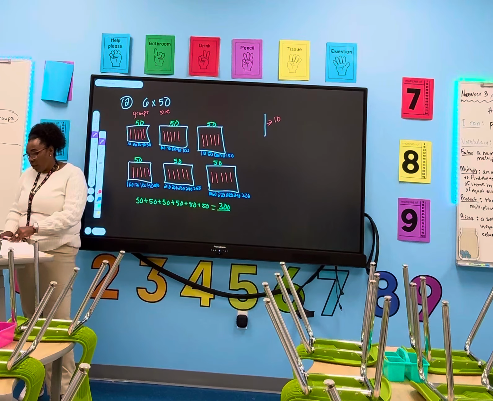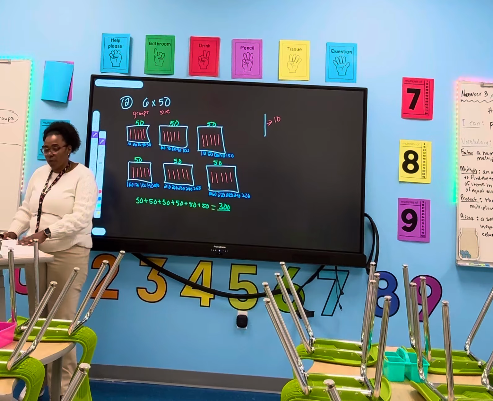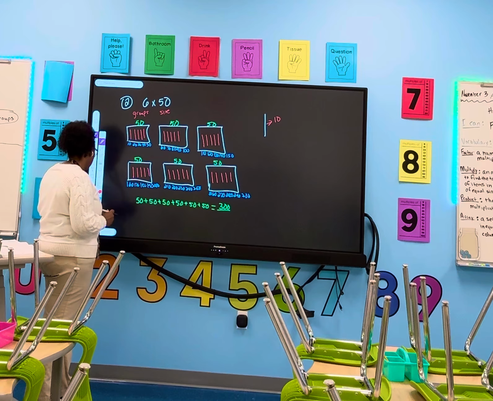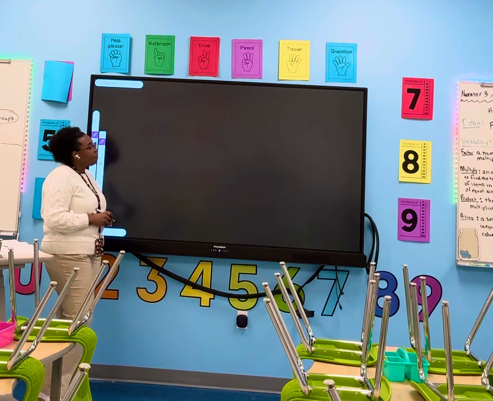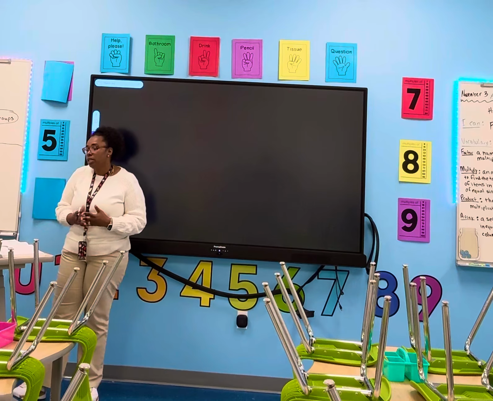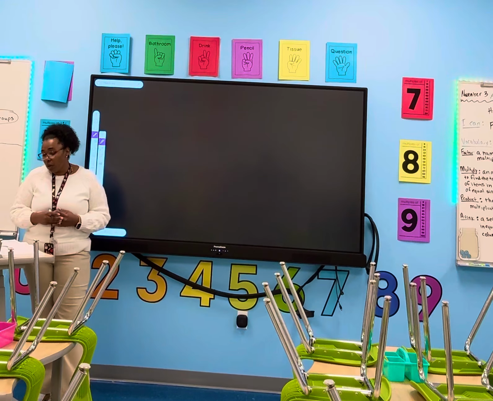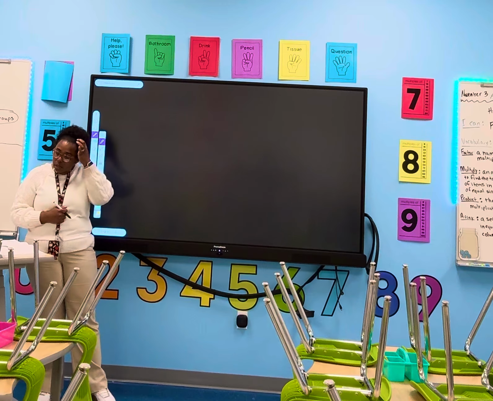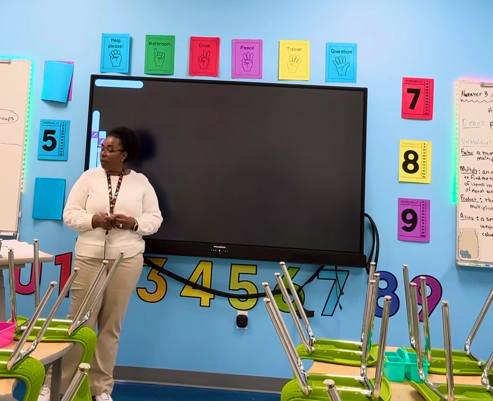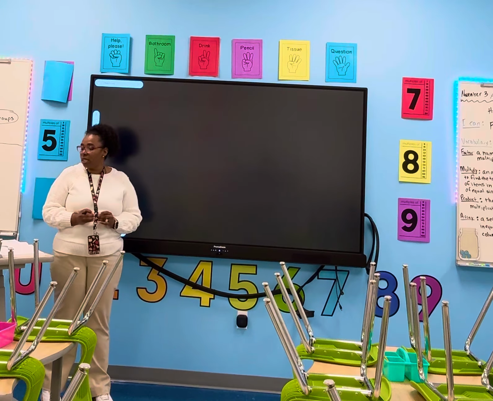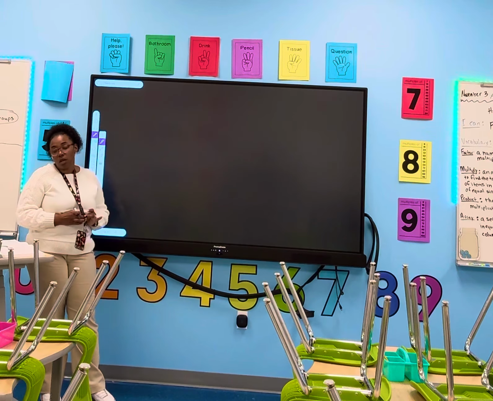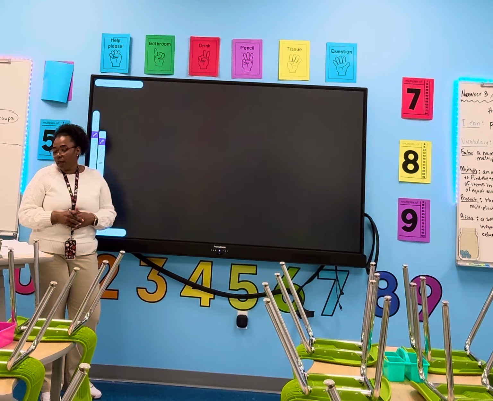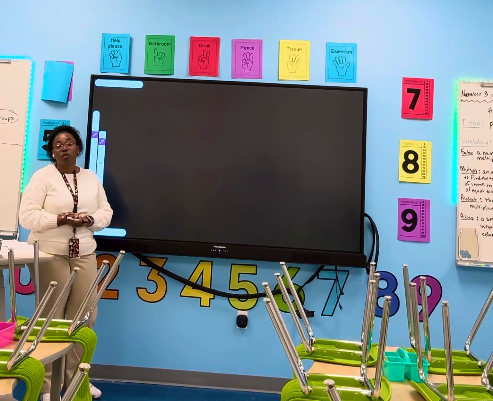Okay, so let's go ahead and go to number 3. Number 3 says solve the problem, show your work. It says Travis fills 6 bags with prizes. Each bag holds 30 prizes. How many prizes does Travis use? So we have Travis, he has 6 bags, and they tell us that each bag has 30 prizes.